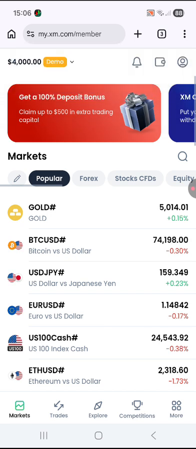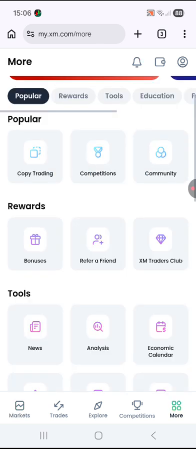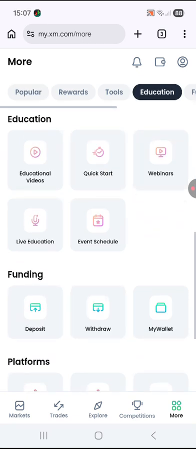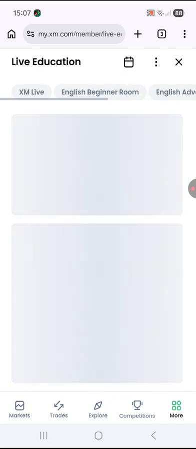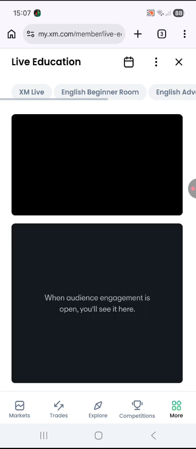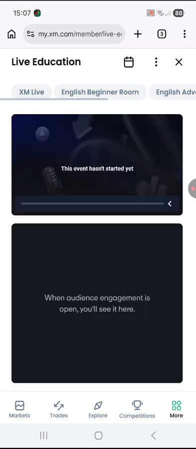Okay. And this is just a dashboard. You can see trades going on, explore competitions. They have trading competitions actually. And I want to show you this more tab down here because the most important part of this more tab is this education. I found these educational videos very, very quality and high value, okay? And you can actually see live education here. And they have trading rooms of people trading, and you can join the trading room.